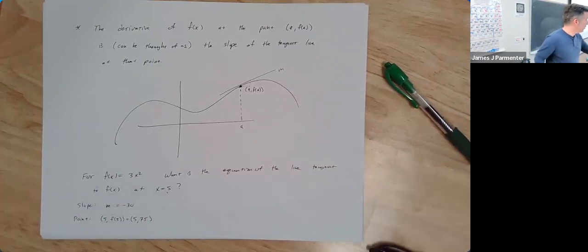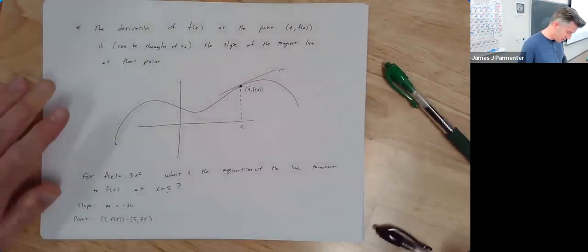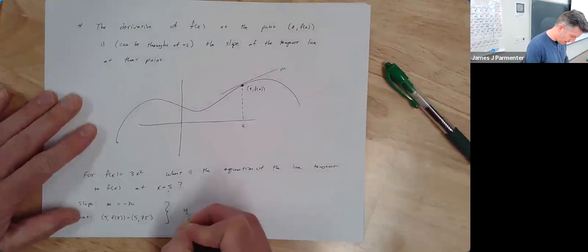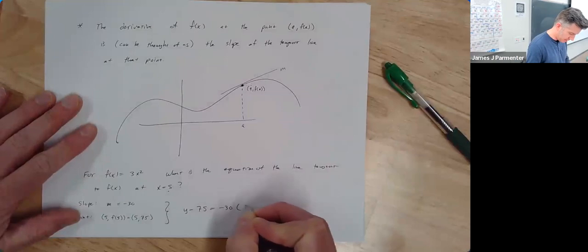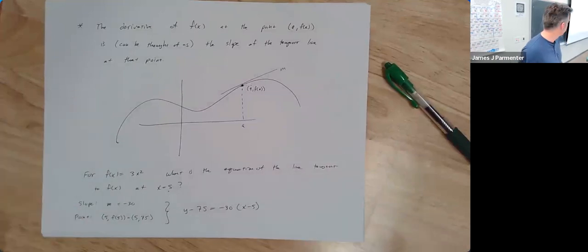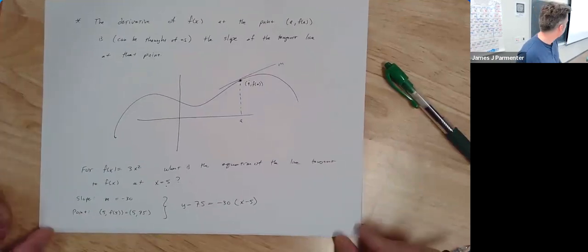You can do this in one of two ways. My preferred way is always to use the point slope form and then to modify it. So I would do this as, okay, y minus the y coordinate equals the slope times x minus the x coordinate. That's the way I like to do this kind of problem.